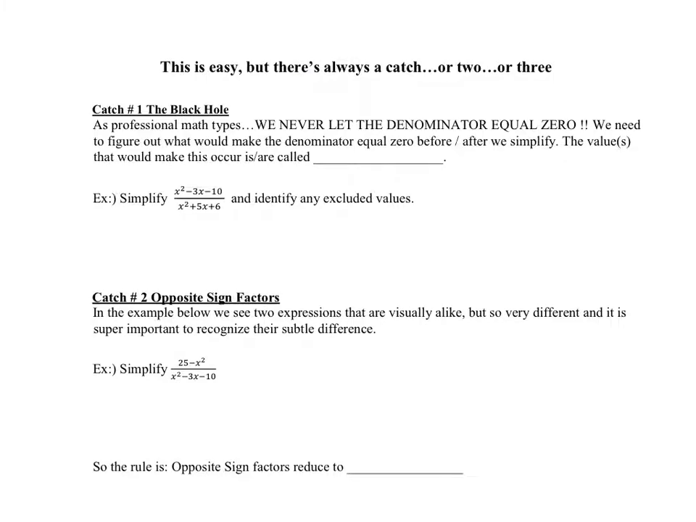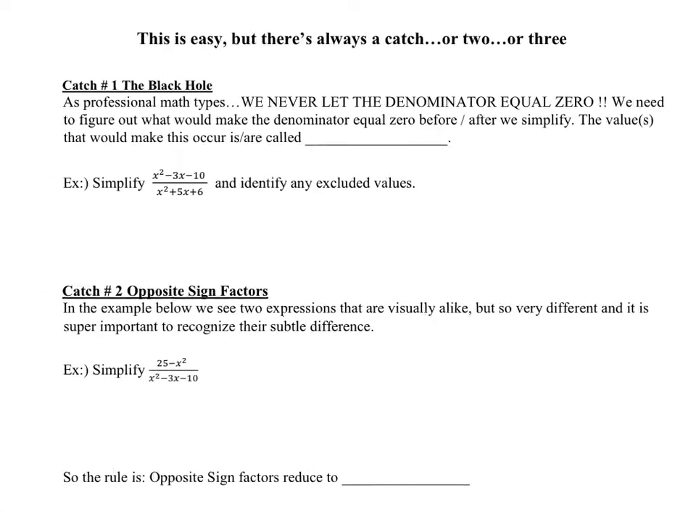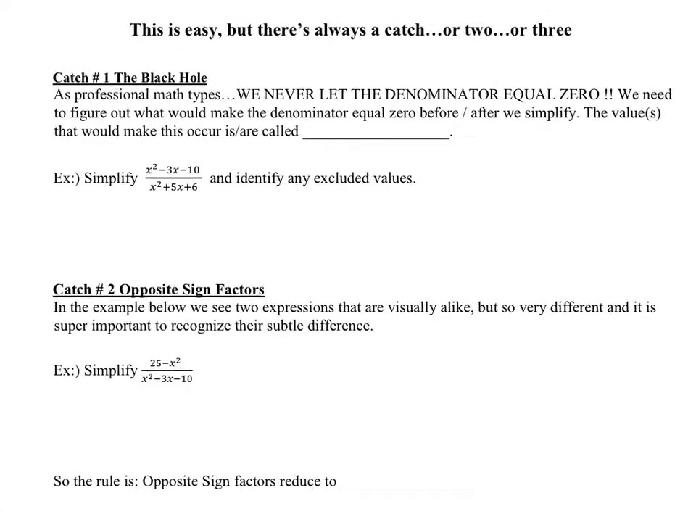The problem that comes up here is that this is basically an easy thing, but there are a few things that happen that we have to watch out for. The first one is the black hole. If you divide by 0 ever, so this is a division problem. If you're looking here, this line right here means divide.